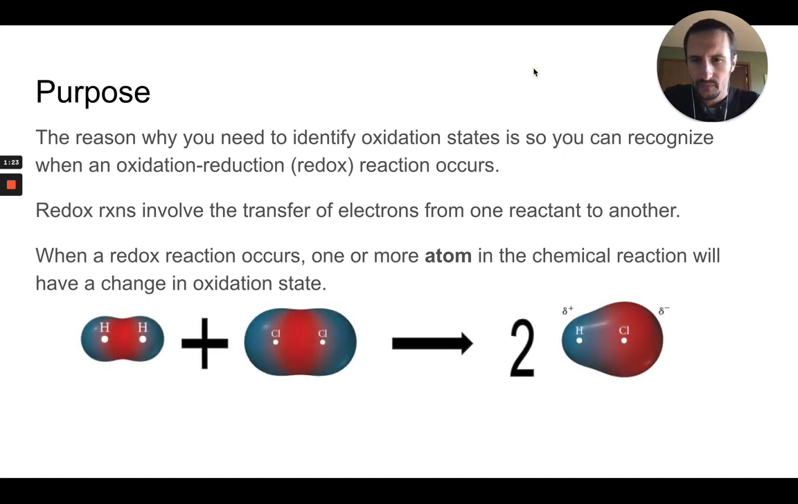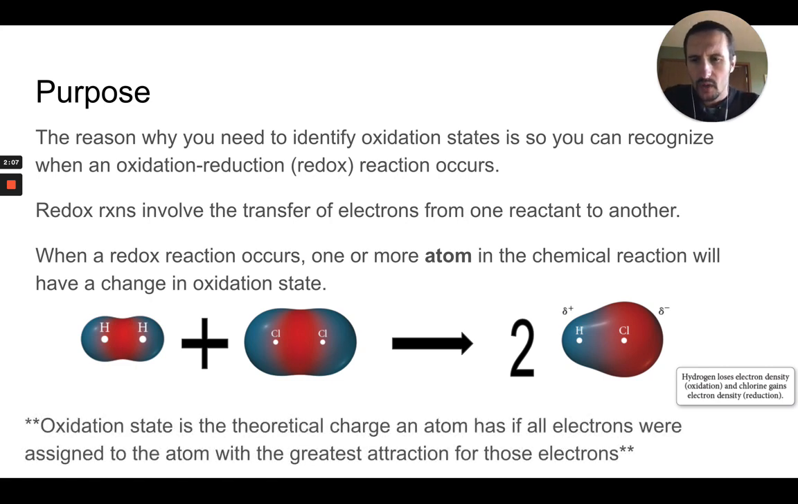In this example, the reaction between hydrogen and chlorine, there is a change in how the electrons are distributed. In the compound HCl, the chlorine is the more electronegative element, so the electrons are much denser around the chlorine atom compared to the hydrogen atom. In a way, it's like the chlorine has gained electrons, whereas the hydrogen has lost electrons, even though it's a covalent bond and they're sharing electrons.